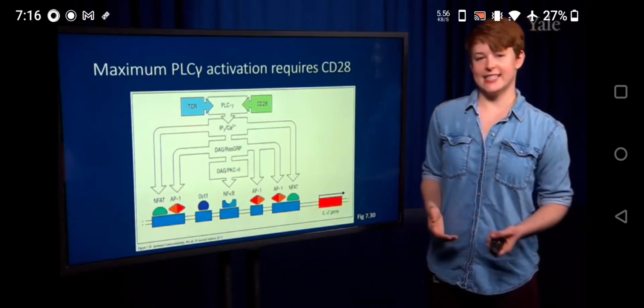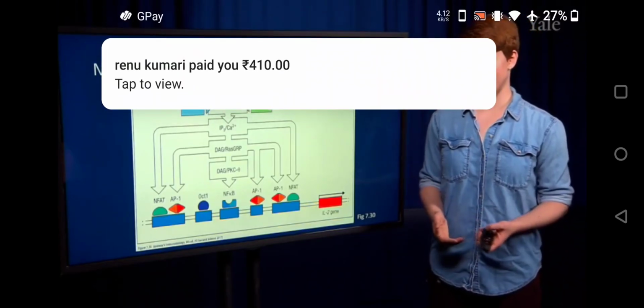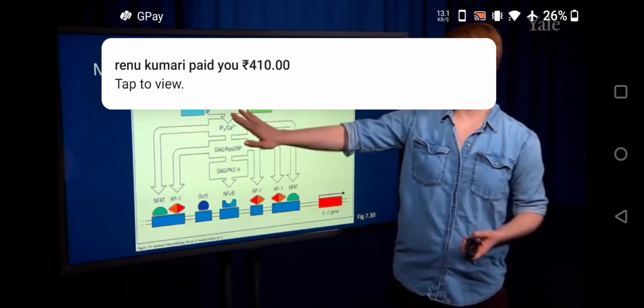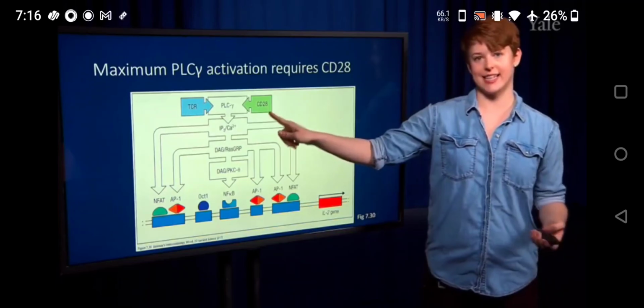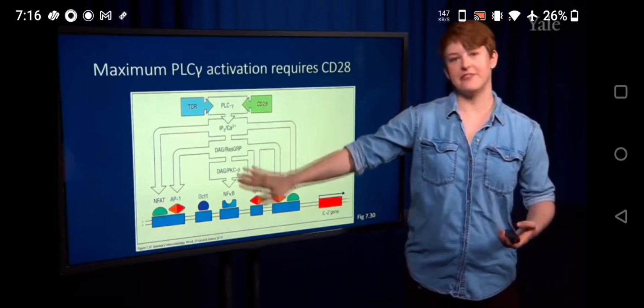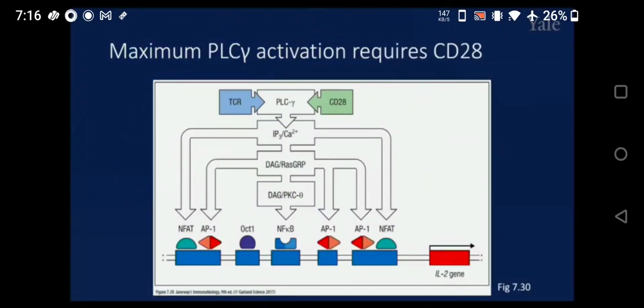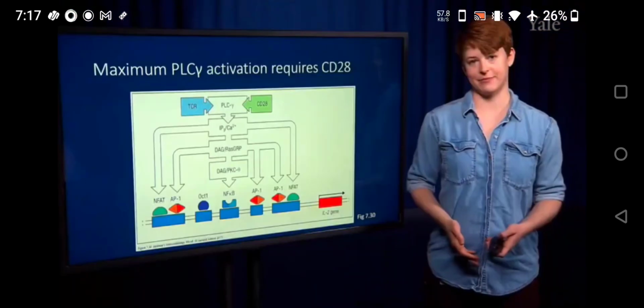So, as I said, the maximum PLC gamma activation here requires both TCR signaling and CD28 signaling. And then it follows through the same pathway that we've talked about with the IP3 or calcium influx, following down to changes in different transcription factors, which help promote T cell activation.